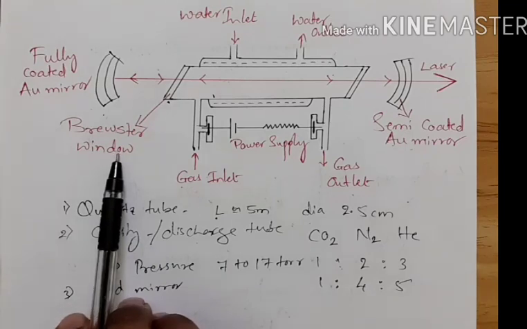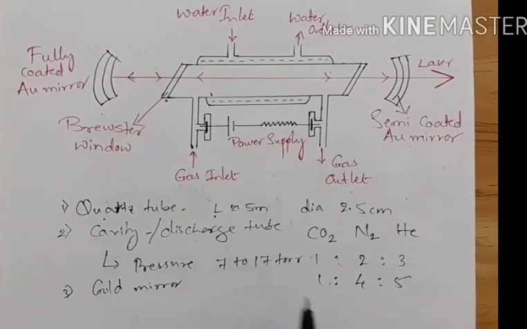Now, you may ask why we use carbon dioxide, nitrogen and helium, a mixture of these three things. We will see the reason for this in the working of the laser. To make the metastable state, we use these three things in a particular ratio.